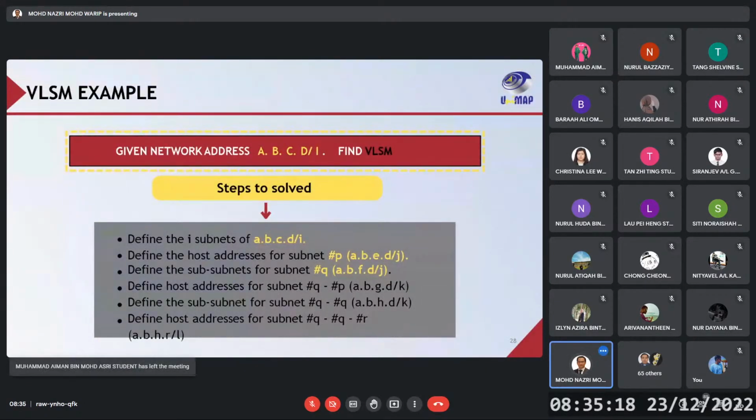Okay, here we introduce what we call it. I give you an example like VLSM, variable length subnet mask.